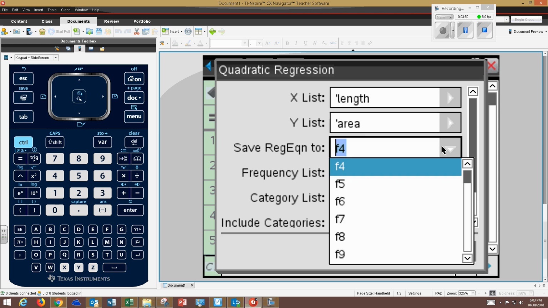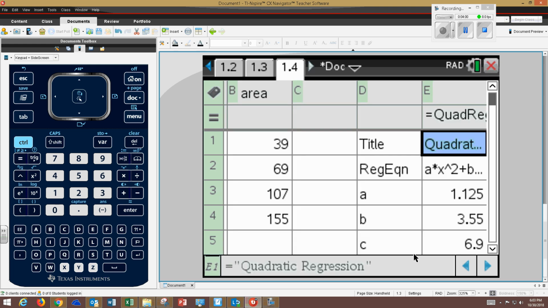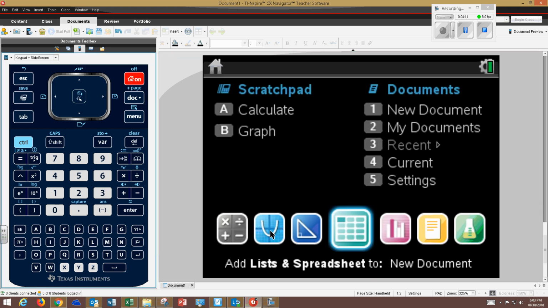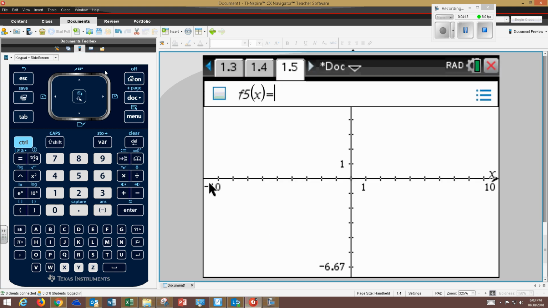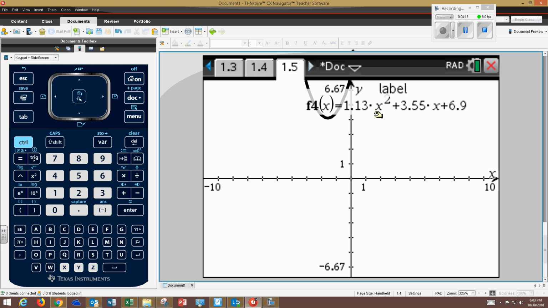And we're going to save this actually to, well, I already have stuff in other graphs, so I'm just going to leave it in F4. Press OK. All right, and so we have our regression here. Now let's look at F4. Let's go home screen, let's go to graphs, and let's go up to F4. That's where our quadratic regression is. Press enter, and that's how it looks.